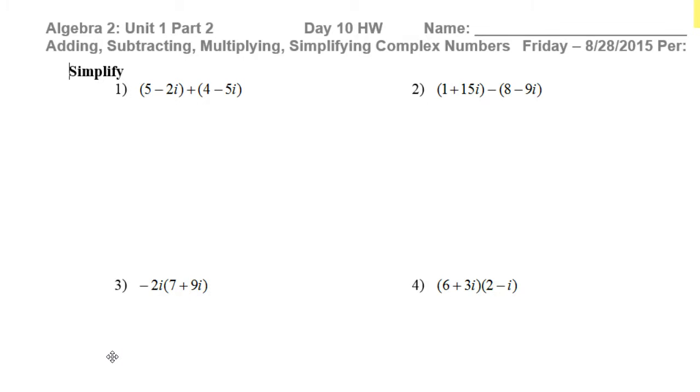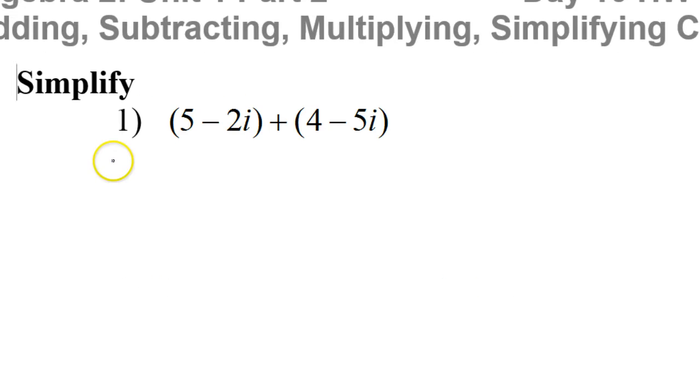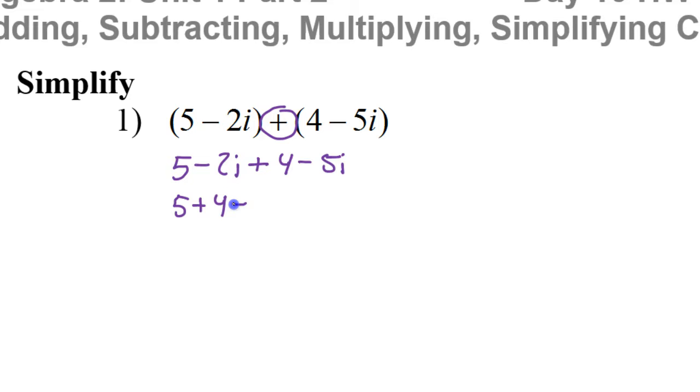Today we're going to learn about adding, subtracting, multiplying, and simplifying complex numbers. Alright, first we're going to solve (5 - 2i) + (4 - 5i). Since this is a plus sign, you don't really have to distribute anything, so this can become 5 - 2i + 4 - 5i. And then you want to group like terms, so 5 + 4 - 2i - 5i.